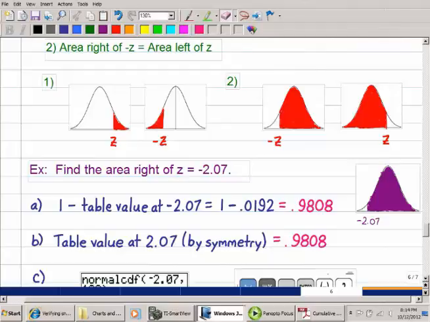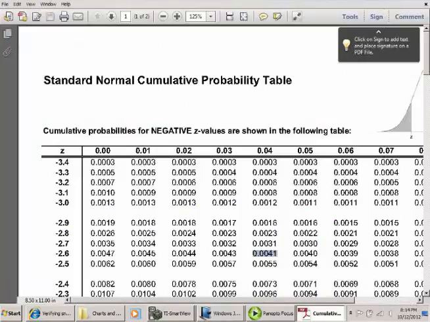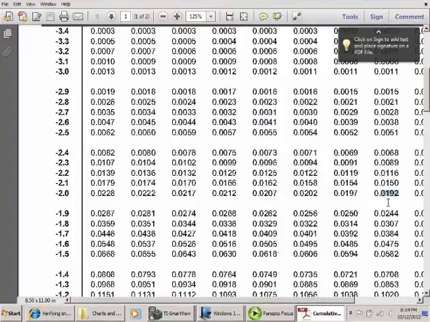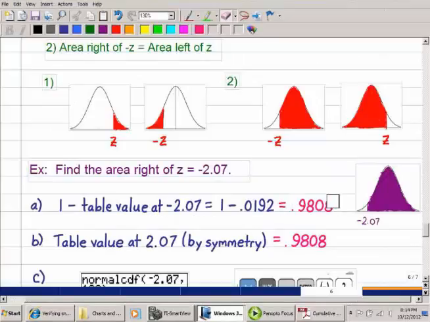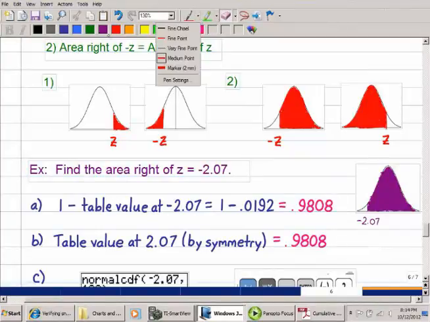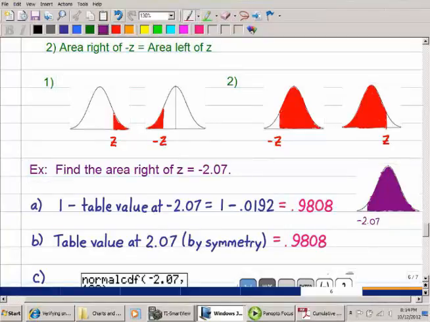So here's one where I'm saying find the area right of z equals negative 2.07 using both methods. So if you want to think of area right just being 1 minus the chart value, that's perfectly fine. You can do that. We can go look up negative 2.07. And it'll be right there. 0.0192. I can go 1 minus that, and I'll have it, which is 0.9808. Now here's another thing that's helpful, I think. Sometimes you might want to draw a picture. A picture's not mandatory, but it can be helpful.